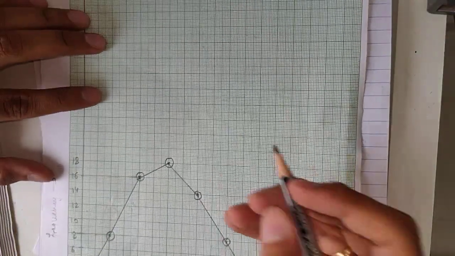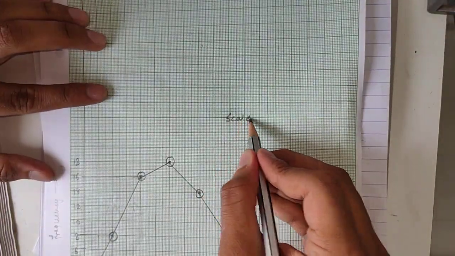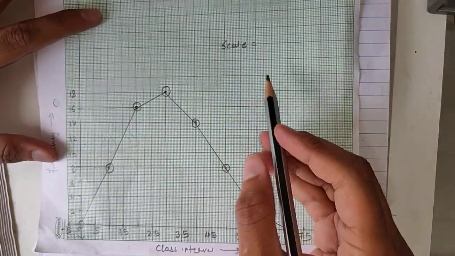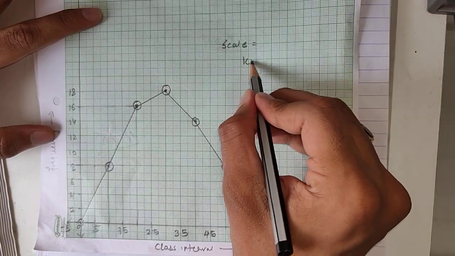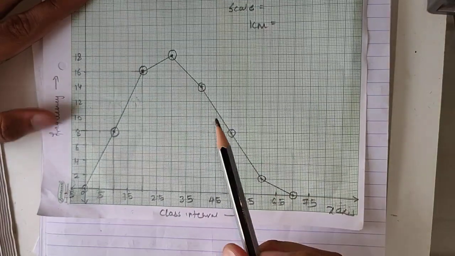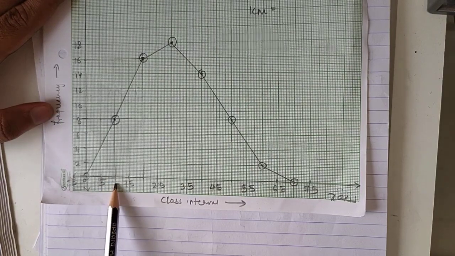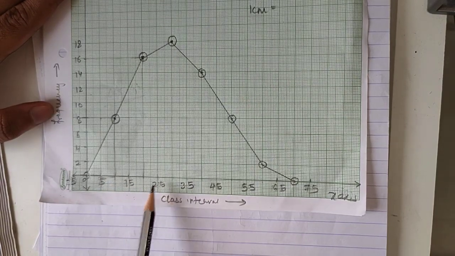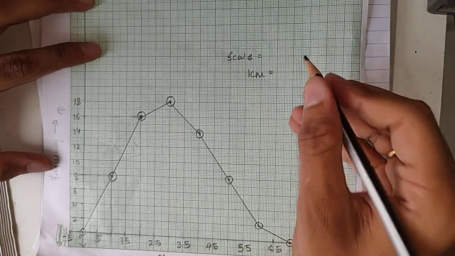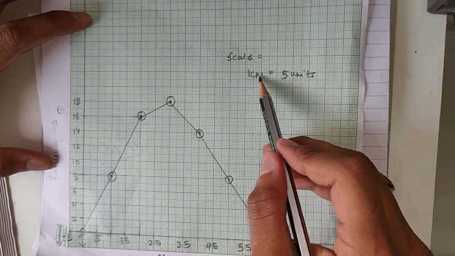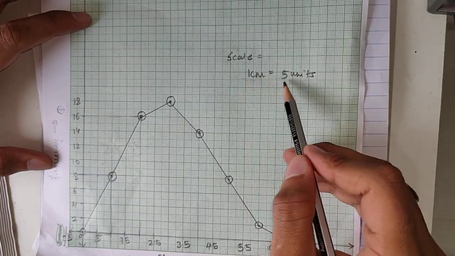I'll write the scale also here, in the top corner, so that it is visible to you along with the graph. 1 centimeter will equal to, let's see, this 1 centimeter is equal to how many units? 5, 10, 15, 20, 25. That means 1 centimeter is 5 units. Those who have 2 centimeter graph, write 10 units. 2 centimeter is 10 units.